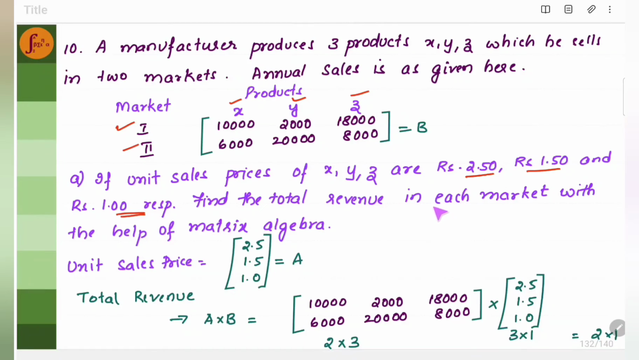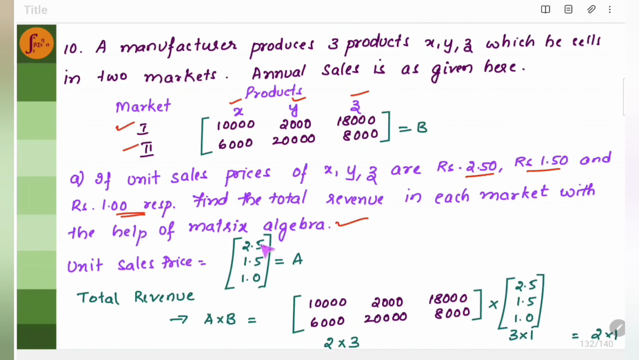Find the total revenue in each market with the help of matrix algebra. So, what is total revenue? This is the annual sales of 3 products. The price of each product is given. So, this annual sales is the number of products being sold. This matrix is about the number of products: 10,000 products, 2,000, 18,000 products. The number of products sold in a given year in market 1 and market 2 is this particular matrix. And this is the price of each product.